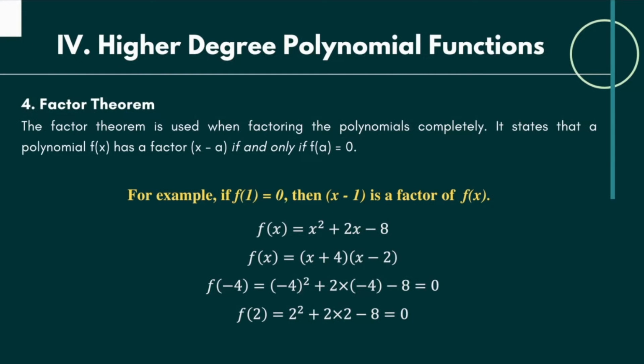Next, we have the factor theorem. The factor theorem is used when factoring the polynomials completely or evenly. The theorem states that a polynomial f of x has a factor x minus a if and only if f of a is equal to 0. For example, if f of 1 equals 0, then x minus 1 is a factor of f of x. Looking at the example, we have f of x equals x squared plus 2x minus 8, which can be factored into x plus 4 times x minus 2. We can check that the factor theorem works by plugging in x equals negative 4 and x equals 2. And in this case, we get 0 for both results.